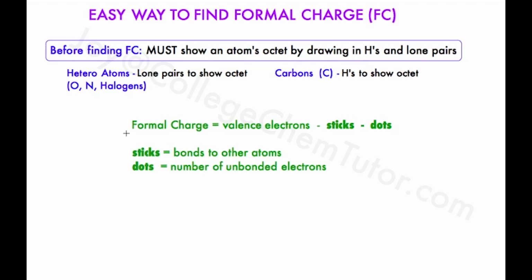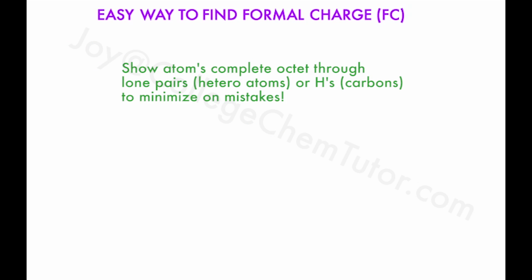Once again, the rule for finding formal charge is valence electrons minus sticks minus dots, and it applies to atoms only. Don't forget, before calculating, to take a moment and show the atom's complete octet either through lone pairs or hydrogens so you minimize mistakes.